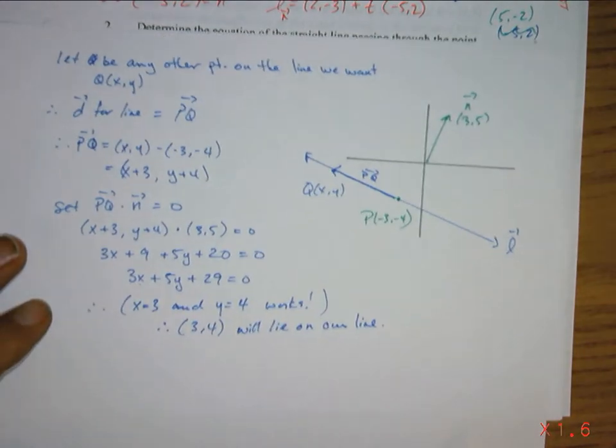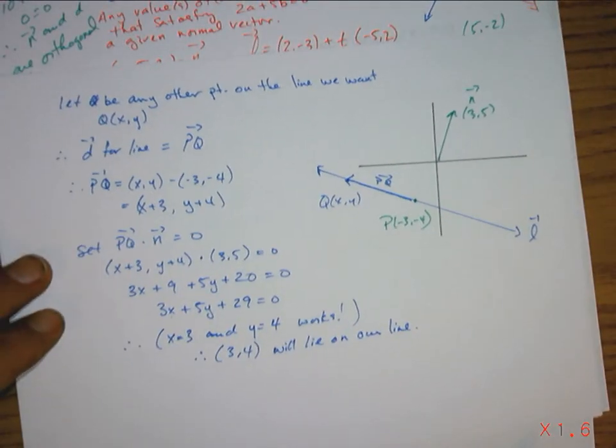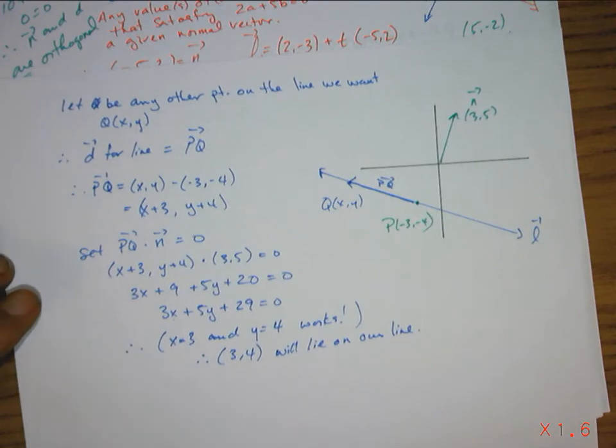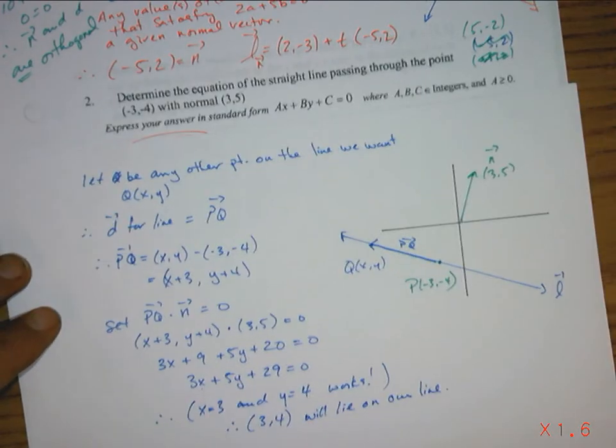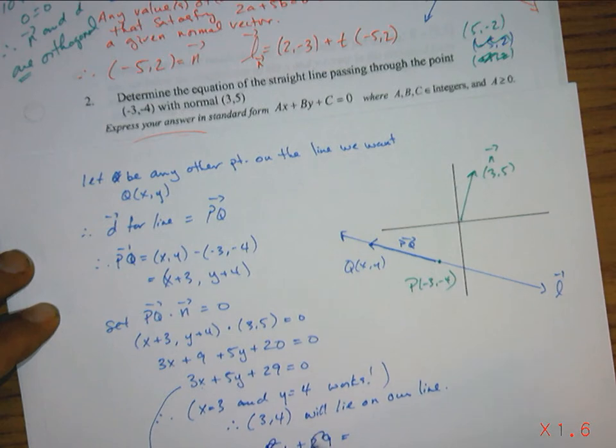Which means, if it lies on our line, let's see, what do I want to do now? What am I after? Determine the equation of the line, expressed in Ax + By + C form. Well, to be honest with you, I didn't need to go this far. There it is. This equation of the line is being expressed. This should be Ax + By + C in the form 3x + 5y + 29 equals 0.